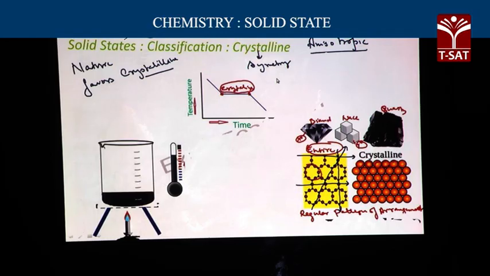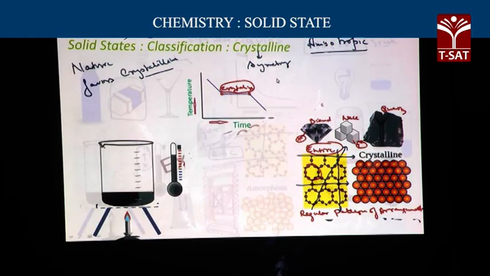And this yellow picture is showing the anisotropic nature of a crystal. These rings are a regular pattern of arrangements, and in this direction the pattern of arrangements of atoms is different. In this direction it is also different. That is why this crystalline solid will have different properties in different directions, that is known as anisotropic.